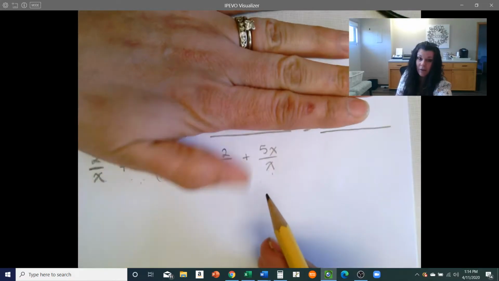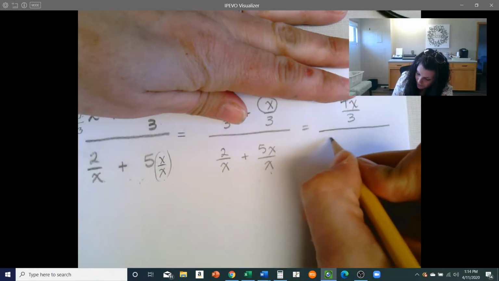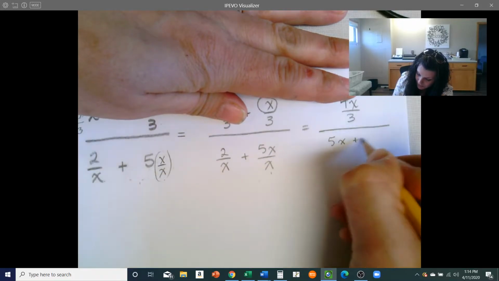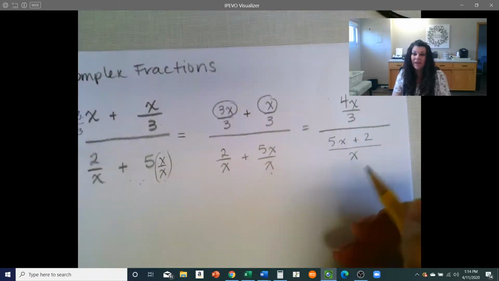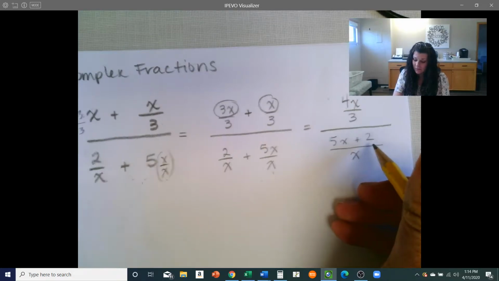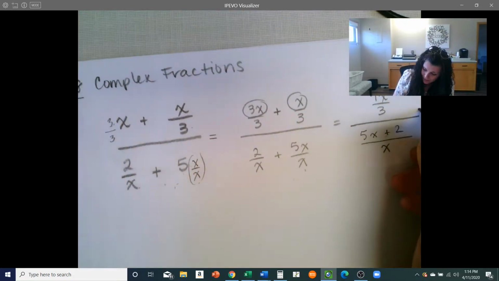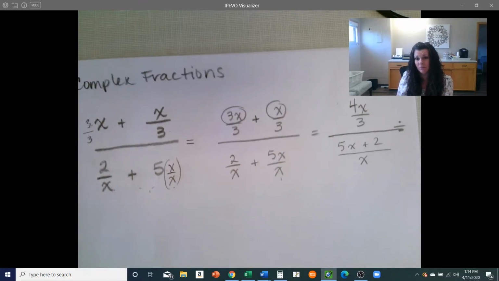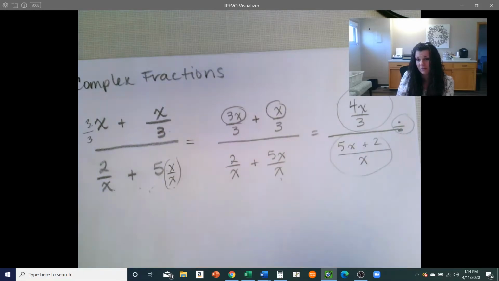So now, again, I'm ignoring the top, okay, and I'm going to combine these. So I have 5x plus 2 over x. I can't do anything else with that because 5x and 2 are not like terms. Okay, so now I'm going to treat this like it's a division problem. Because that's what it is. Remember, it's this divided by this.